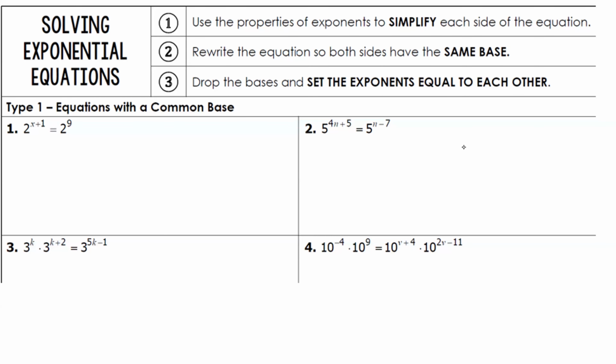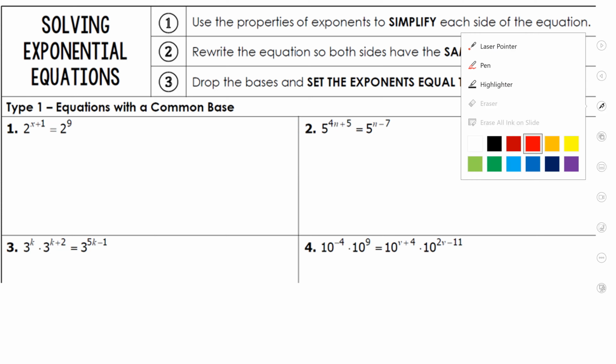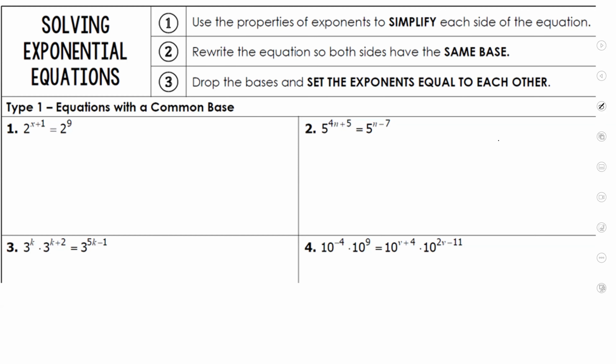All right, today we're going to be solving exponential equations. First, we're going to use the property of exponents to simplify each side of the equation. So guys, I'm going to look at number 4 because number 4 looks more complicated. Notice all of these have the same base. All the bases are the same. They're all 10. So that means we can combine the exponents.